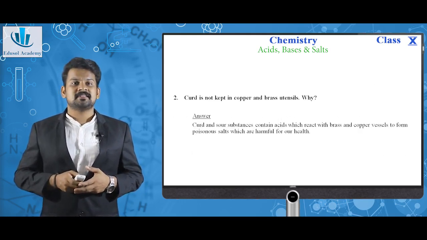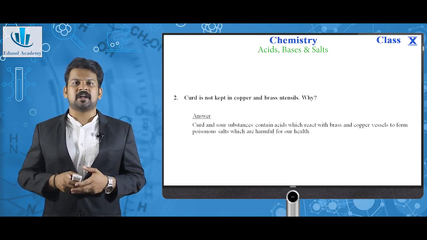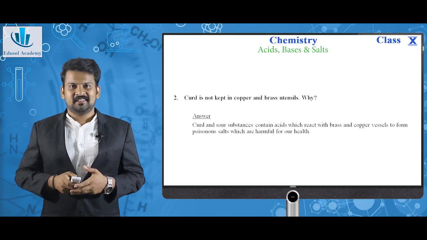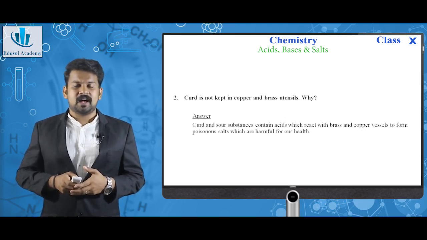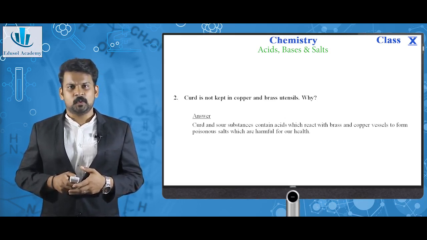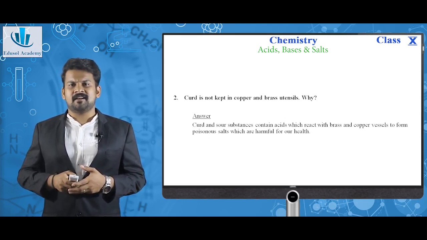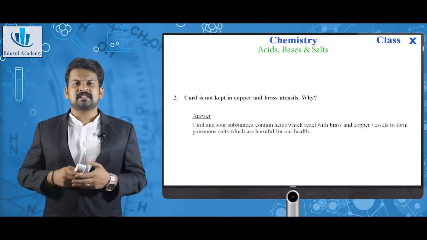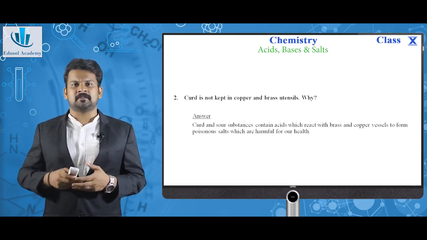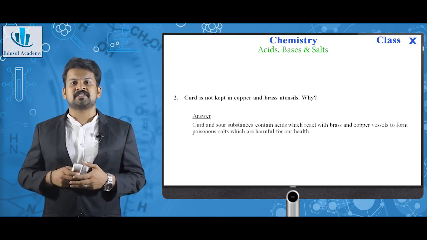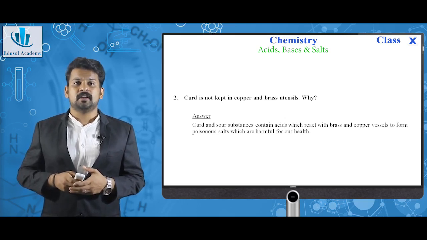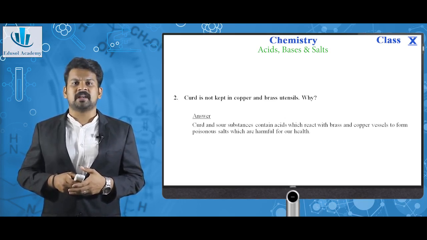Next question. Curd is not kept in copper and brass utensils. Why? You know, copper is a metal. Brass is an alloy of metals. Substances like curd contain acid. This makes them react with copper and brass, and they release poisonous compounds which are intensely lethal to our health. So that's why curd is not kept in copper and brass utensils.